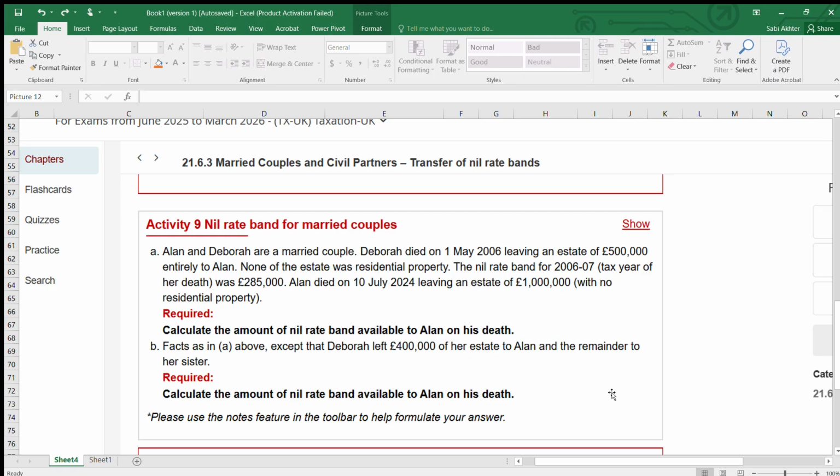You understand? See, it matters a lot to whom you are leaving the estate. The whole calculation changes. So first we'll calculate the A. If you are leaving it entirely to the spouse, how much was the property? It is 500. So 500 total estate value.